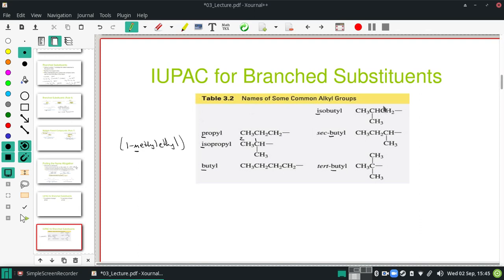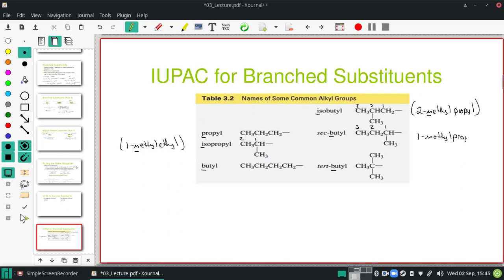Isobutyl can also be called 2-methylpropyl. Put it in parentheses and then alphabetize by the M. Sec-butyl looks very similar to this. It's now 1-methylpropyl. Close parentheses, you'd alphabetize by the M.